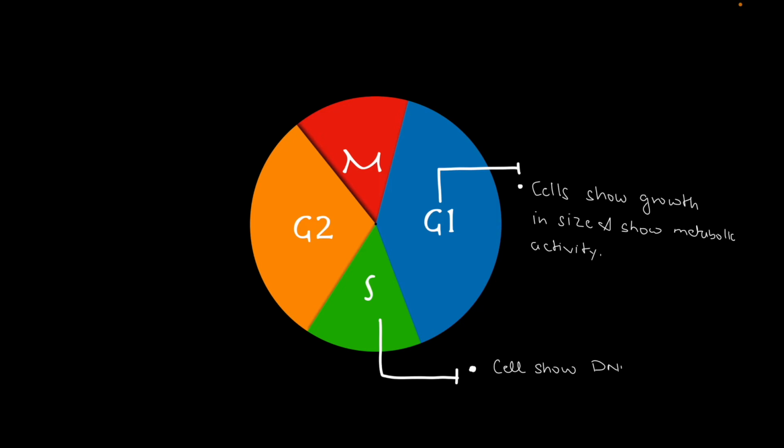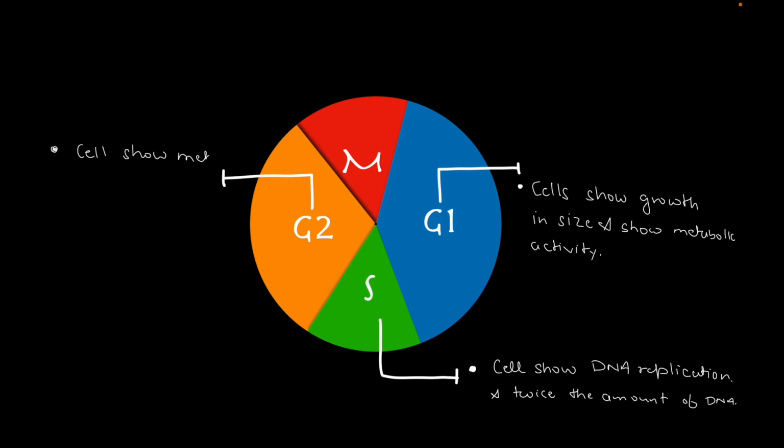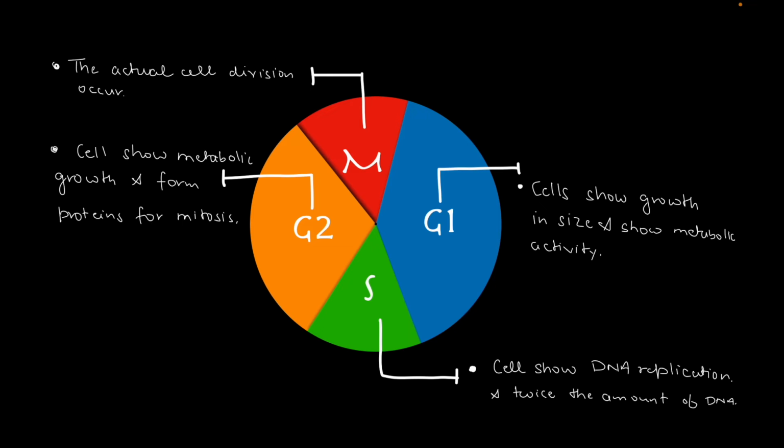And in S phase, the cell shows DNA replication. Now that the cell wants to divide, it wants to create a copy of the genetic material it has, so that once the cell divides, it does not lose one copy of its own. And then comes your G2 phase, where again the cell shows growth and huge metabolic activity to form proteins that are necessary for mitosis. And in M phase is where the cell division occurs.